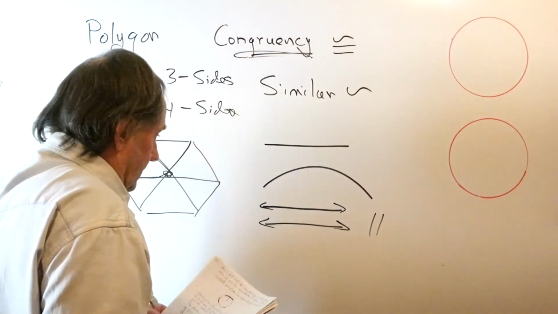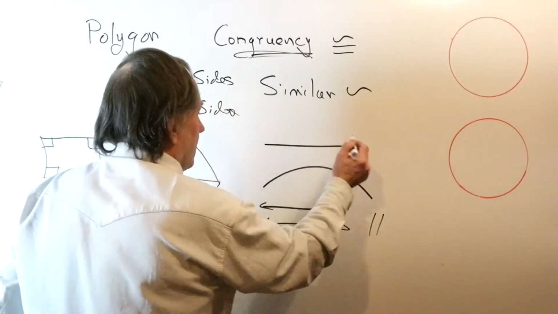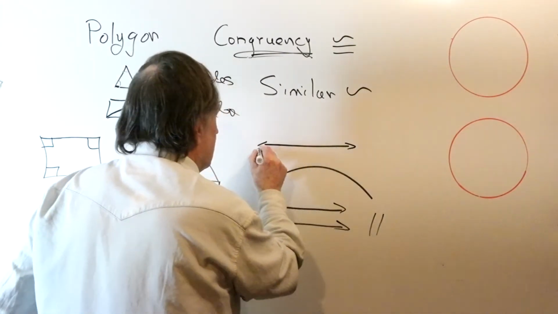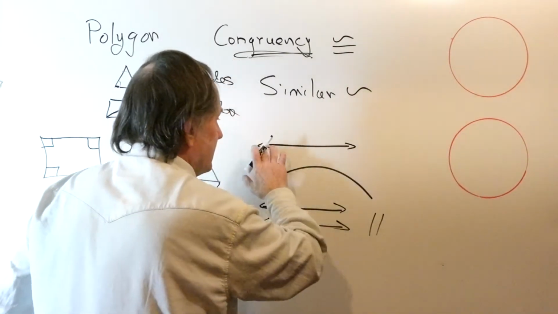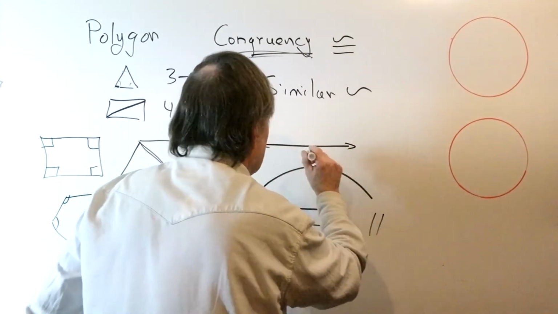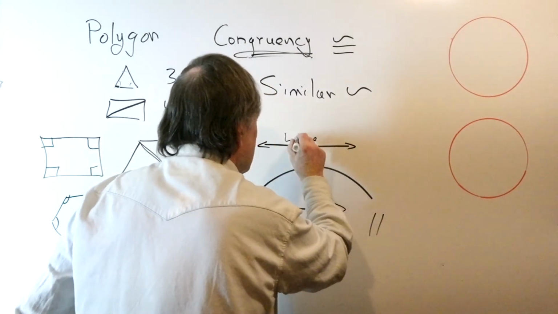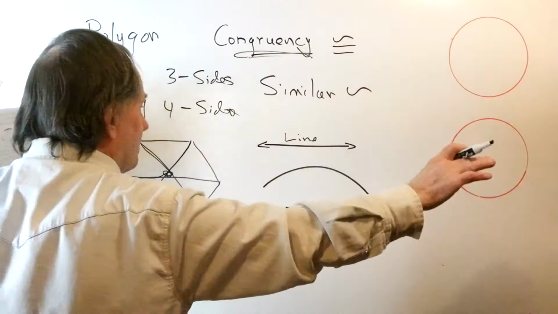Now, lines go infinitely in both directions, and there's an infinite number of points on the line. This is our definition of a line. It just goes on forever in both directions.